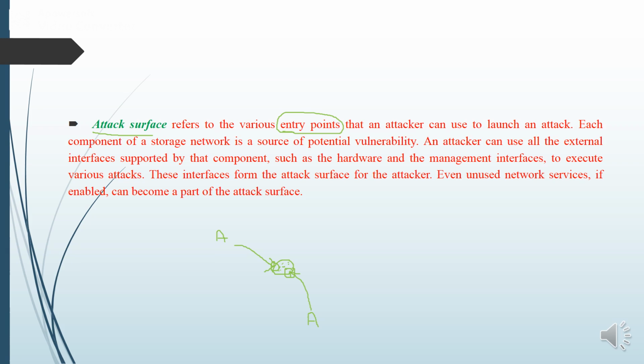Each component of a storage network is a source of potential vulnerability. An attacker can use all the external interfaces supported by that component, such as a hardware component as well as the management interfaces, to execute various attacks. These interfaces form the attack surface for the attacker. Even unused network services, if enabled, can become a part of that attack surface, giving the attacker an entry point to launch an attack.